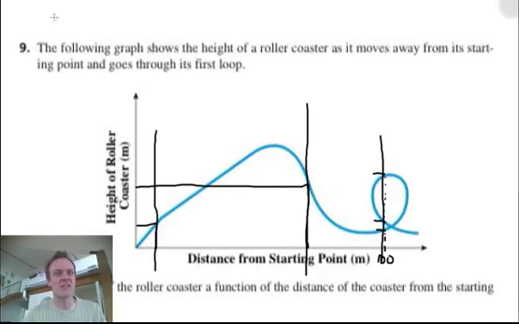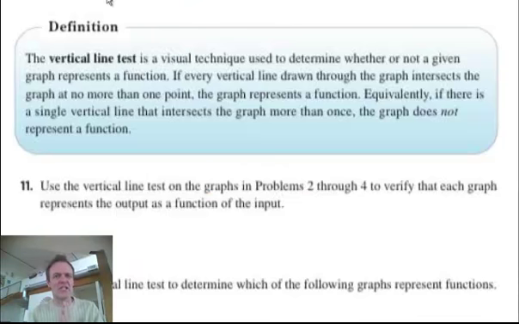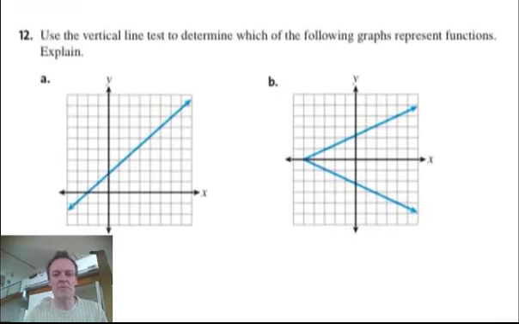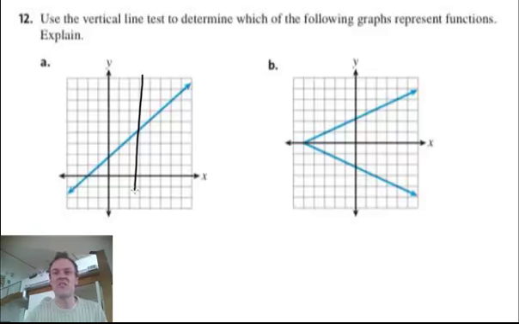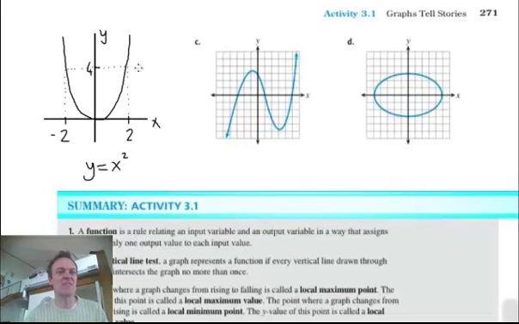Let's have a look at the next slide. Here it is, vertical line test. If a vertical line is drawn through the graph and intersects at no more than 1 point, then it's a function. If a single line intersects the graph more than once, it's not a function. So let's have a look at some examples. That's a function. That's not a function. Look, 1, 2 places. Here, 1, 2 places. Not a function. Next slide. Okay, here. That's okay, that's okay, that's okay. Not okay. Again, 2 places.